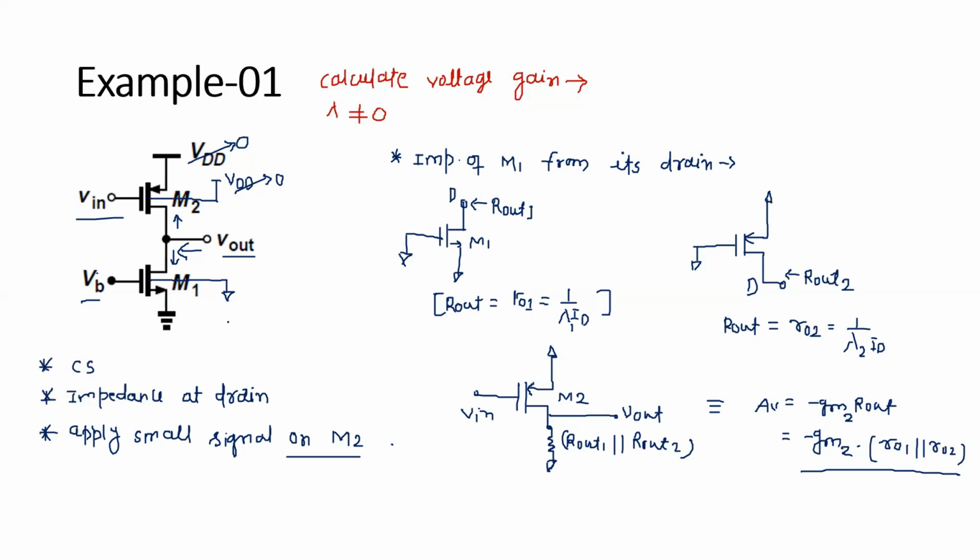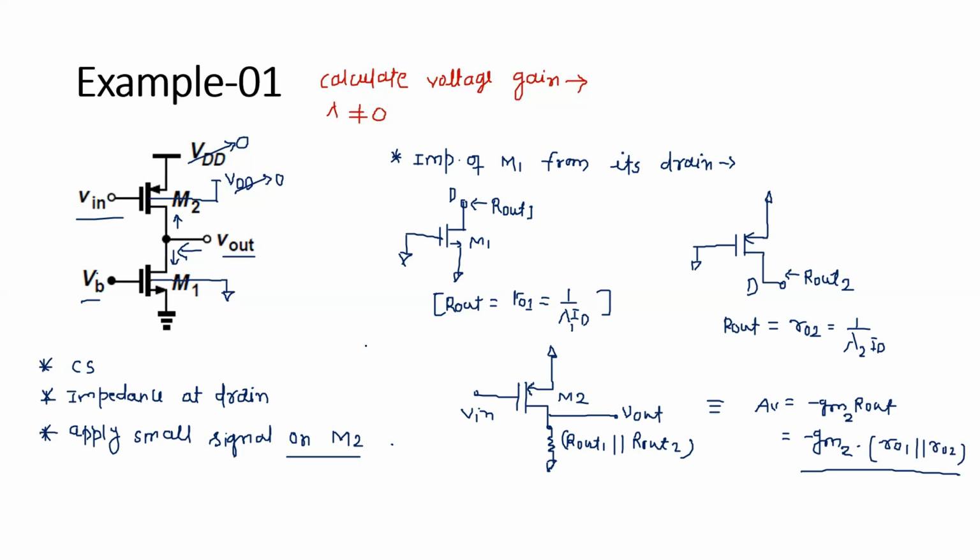First of all, we have to identify the topology, which is a common source in this case. Second, we have to calculate the impedance at the drain, or we can say the effective impedance from the side of the output. And after that, apply the small signal on M2. Here, I didn't draw the small signal, but I explained this in the previous videos, so you can see it from there. You can draw the small signal, or you can do the intuitive analysis for this. But directly, I can say this is minus gm2 R out. This R out is the effective impedance, which is r_o1 parallel to r_o2.